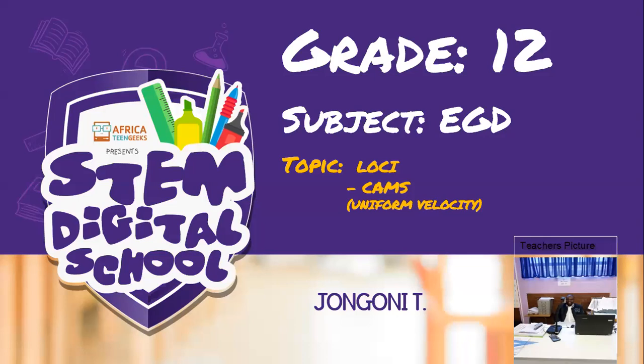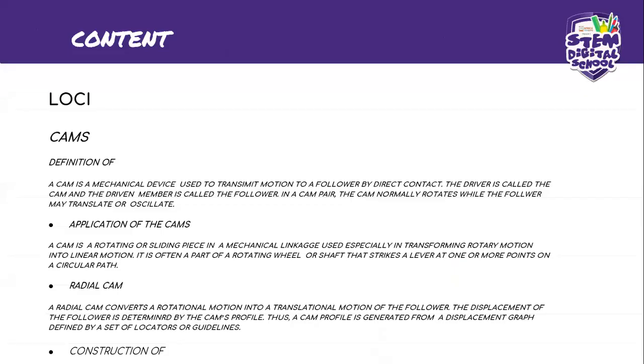Right, we want to continue with our discussion on loci, but this time we are starting a new topic on cams. We are going to focus on the cam mechanisms, which basically make use of uniform velocity or uniform speed. Like I said, we are going to focus on cams, but it's still under the concept of loci, so I'm not going to explain the concept of loci again. Like I said, it's about the path which is followed by the movement of a point in a defined manner.